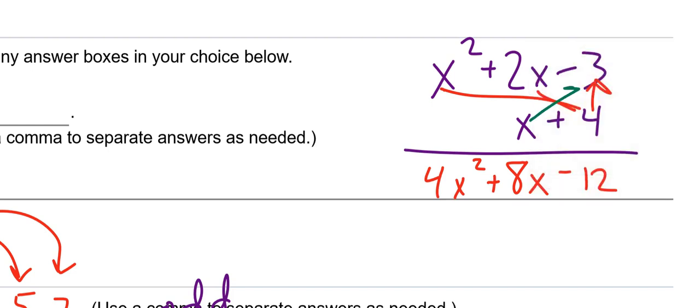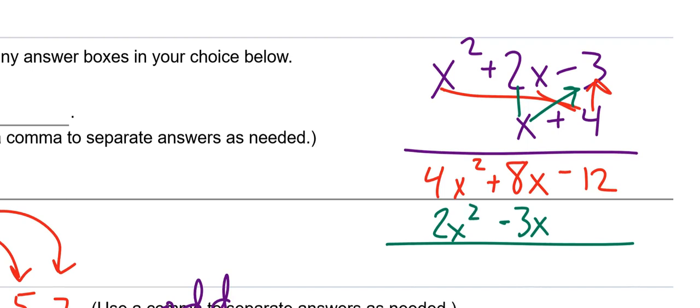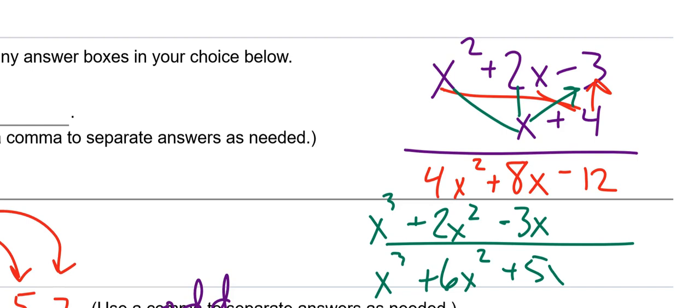X times negative 3. Notice how in elementary school we scooted over and put everything in columns. We left a blank spot on the right. We put a 0 in there. X times 2x, 2x squared, x times x squared, x cubed. And then we would add down the columns. X cubed plus 6x squared plus 5x minus 12. Now, that's a nice trip down memory lane for us. We do need those skills.